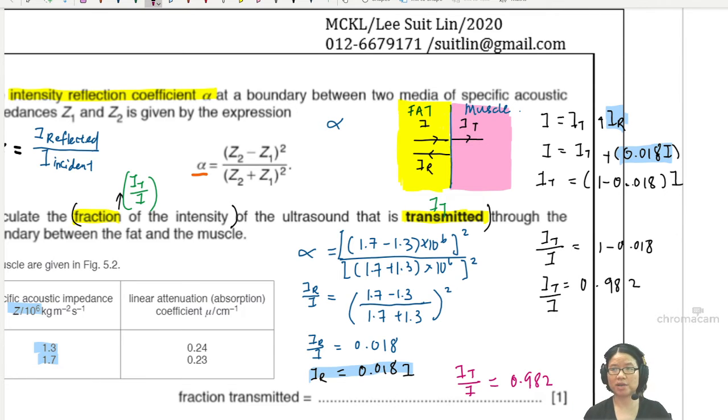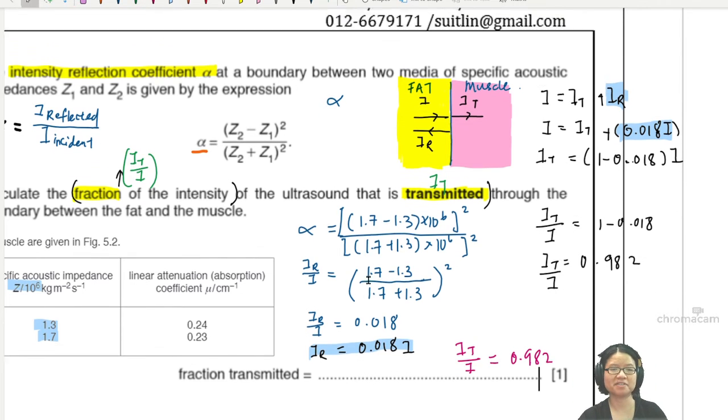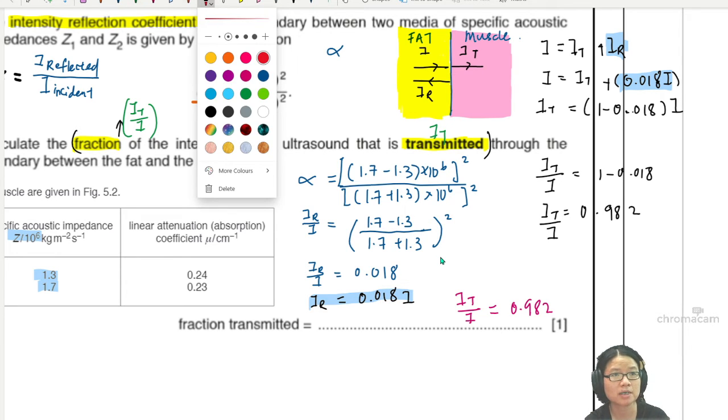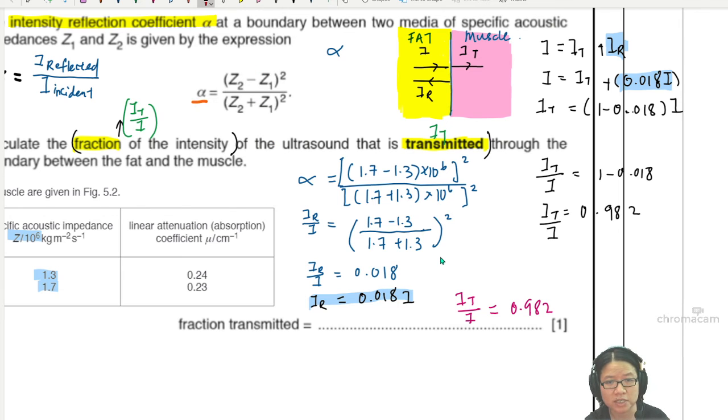So what they actually expect you to do, because this is only 1 mark, is to substitute 1.7 minus 1.3 over 1.7 plus 1.3 square. That will be your first mark. I mean, that will be the first step that they want to see, leading to 0.018. And then you do this 1 minus. So your actual working is just here. You get a 0.018 and then you 1 minus the answer.